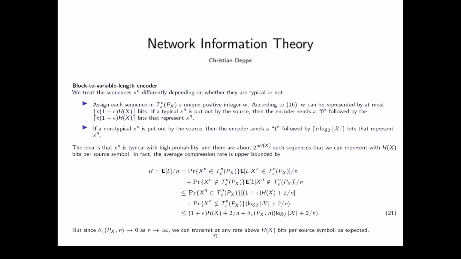And now what happens for big n? So we see here it remains 1 plus epsilon times the entropy of x. So that means we can transmit at any rate above the entropy of x, as we expected.